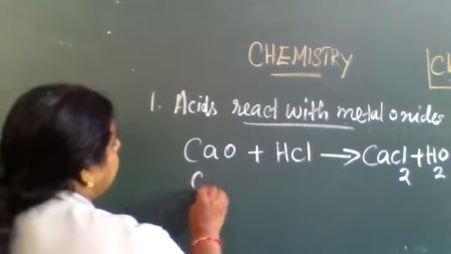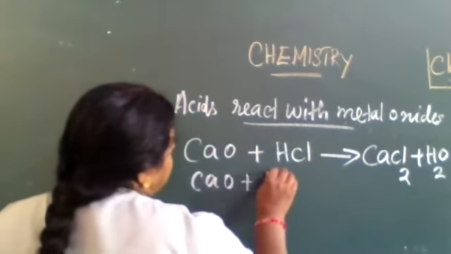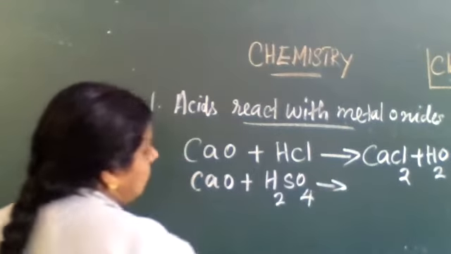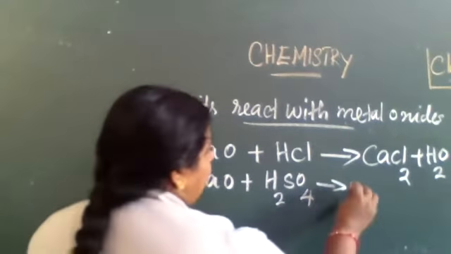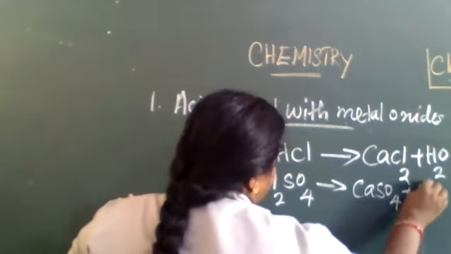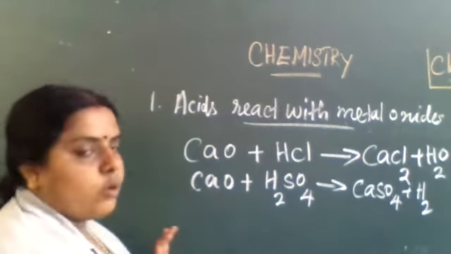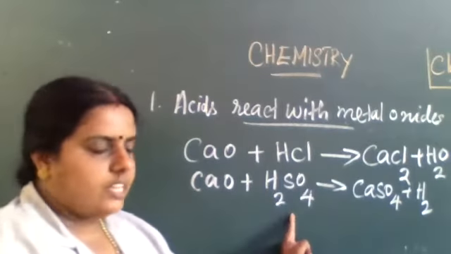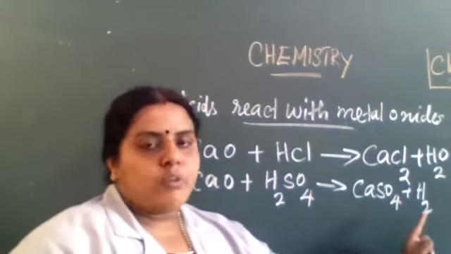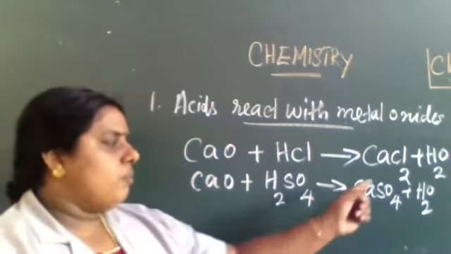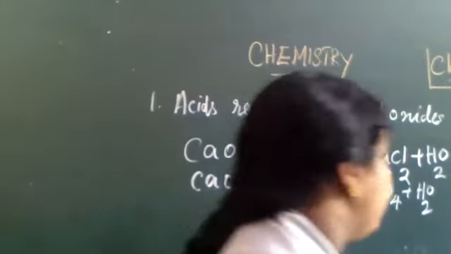Another example, CaO reacts with H2SO4. Calcium oxide reacts with sulfuric acid. We get calcium sulfate, that is CaSO4 plus H2O. Calcium oxide reacts with sulfuric acid to give CaSO4 plus H2O.